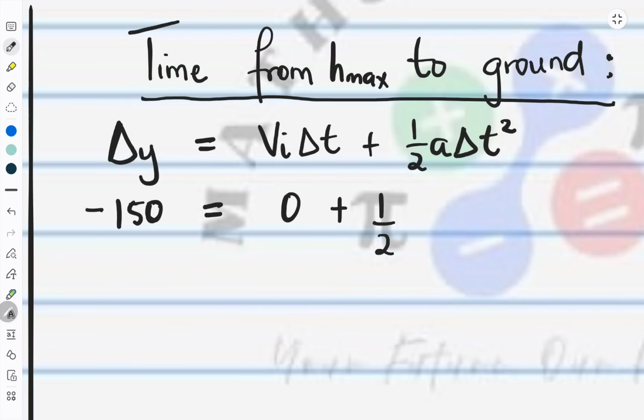Then times 1 over 2. Since I am choosing up as positive, this will remain as minus 9.8. So I chose up as positive once, but for my entire calculation I must not change that direction. Otherwise, I will get inconsistent results, okay? So you must be very careful there. Then delta t squared, okay?